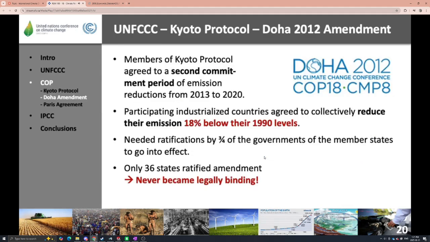For the Doha Amendment to go into effect, three-quarters of the member states had to ratify the agreement. Unfortunately, only 36 states did, which meant the amendment never went into force.